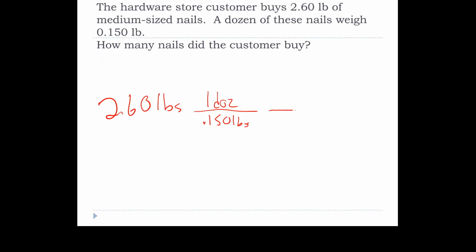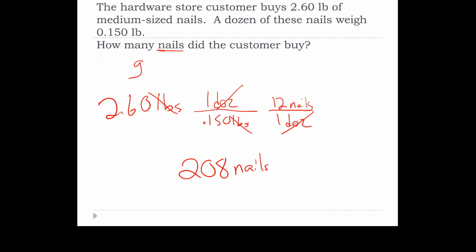And then I need another conversion here because I'm trying to get to actual nails, right? So how many nails in a dozen? So pounds cancels, dozens cancel. I'm left with nails. How many nails is it? 208.